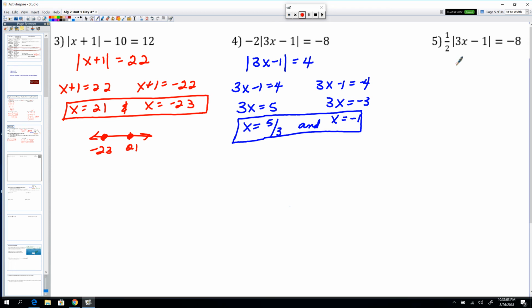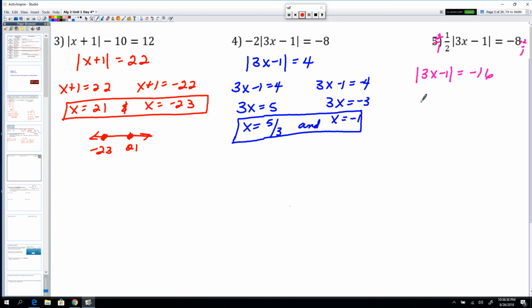Now, take a look at number 5. We have some isolation to do. We've got some junk glued to the front here. We've got this 1/2 glued to the front. We need to get rid of that. Do you remember what property we get to use to counteract this 1/2? We need to multiply by the reciprocal, right? We need to multiply by 2 over 1 on both sides. That's what's going to turn this into a 1 and get rid of it, okay? So by multiplying both sides by 2, we're left with the absolute value of 3x minus 1 equals negative 16.